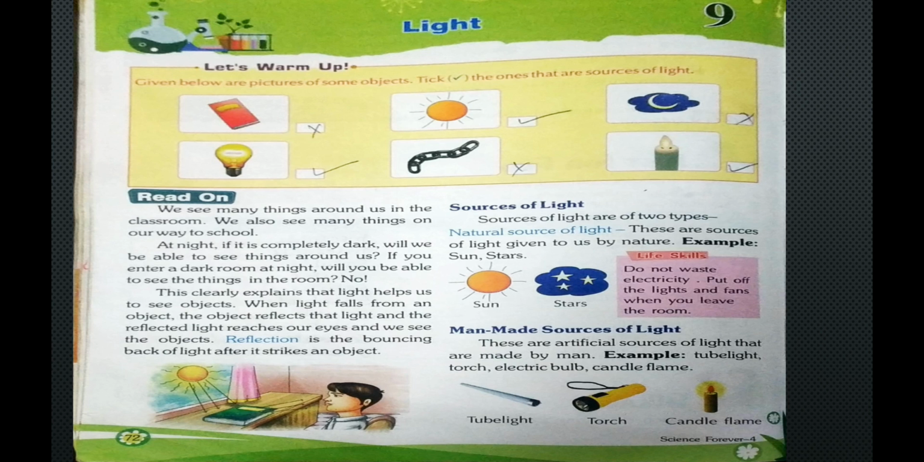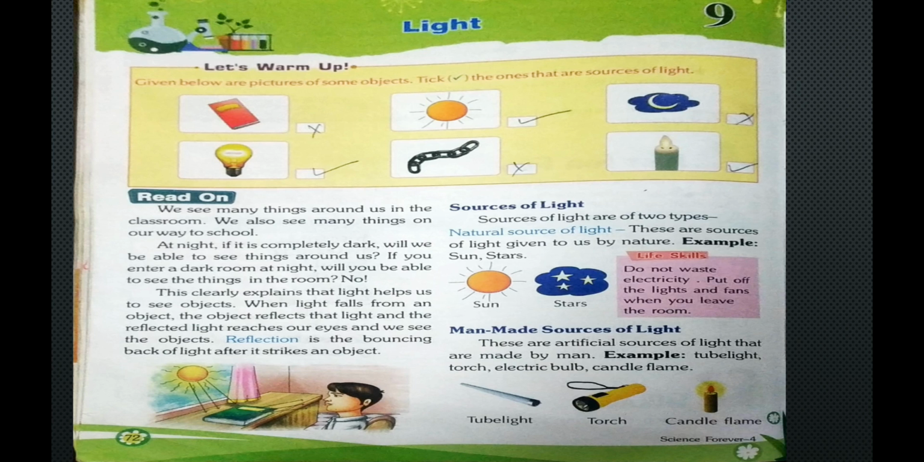So reflection is the bouncing back of light after it strikes an object. It means when light falls on any object, the object reflects the light and these rays reach our eyes and we are able to see the object. Clear? Reflection is the bouncing back of light, it sends the light back. Reflection is the bouncing back of light after it strikes an object.